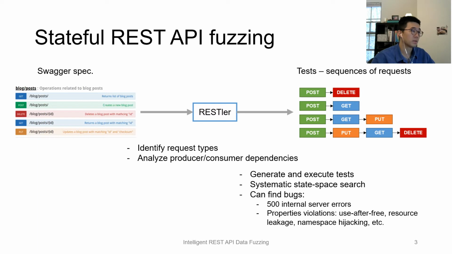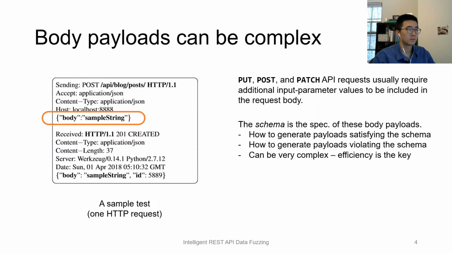So, for example, it knows that you have to first create a page before you can delete it, or you have to first create a page to update it. With such a stateful fuzzing ability, RESTler can find vulnerabilities like system crash, use-after-free, or resource leakage, and so on. However, there's still something that's missing.